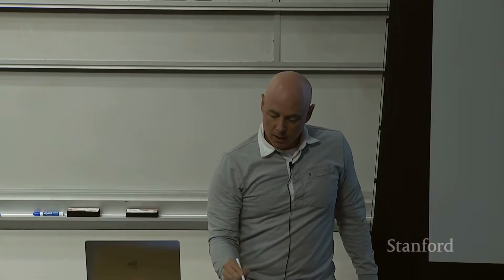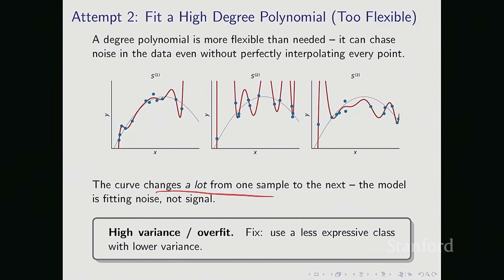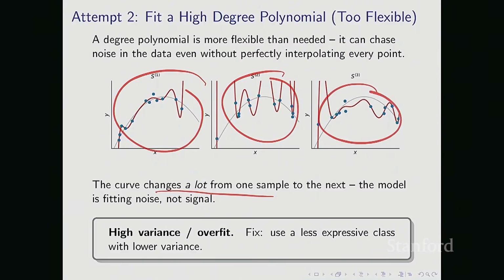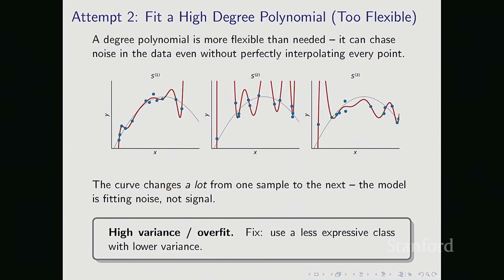All right. So the curve changes a lot from one sample to the next, one sample here being an entire training set to the next. And here, this is an instance where the model is kind of comically too powerful. I wanted to fit a quadratic, but I had some huge polynomial underneath the covers. So the fix that we'll talk about here is using an expressive class with lower variance.